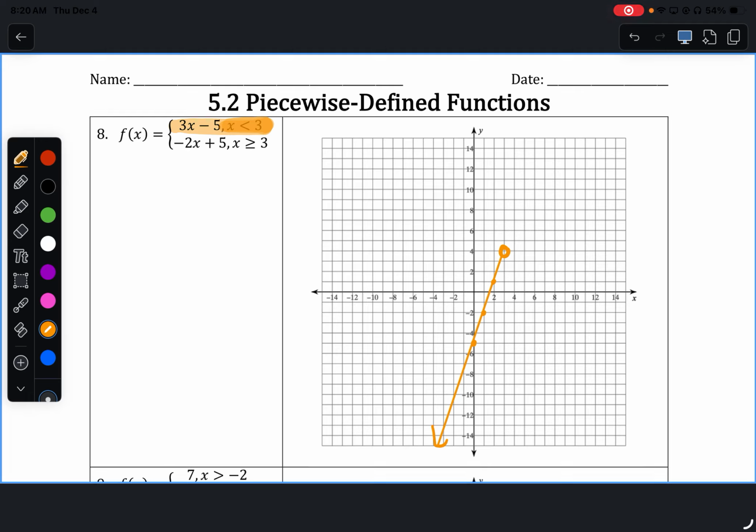And then we are good to do number 11. Okay, number 11. We're going to start with the first piece. So we have 3x minus 1 when x is less than or equal to 2. Okay, what is our y-intercept for that piece? -1. What is our slope? Up 3 over 1.